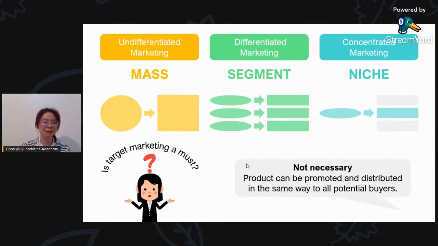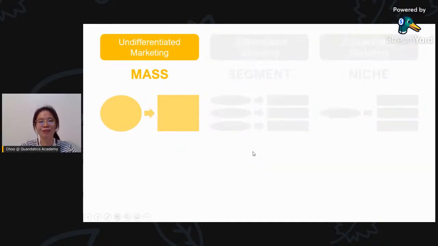The example given earlier was Coca-Cola, whereby they produced only one product, the Coca-Cola drink, for everyone, without any other flavors or versions. So mass is the one that does not incorporate target marketing. Does it mean we can put our business into mass marketing? Let us go through the Coca-Cola example again to discuss this.